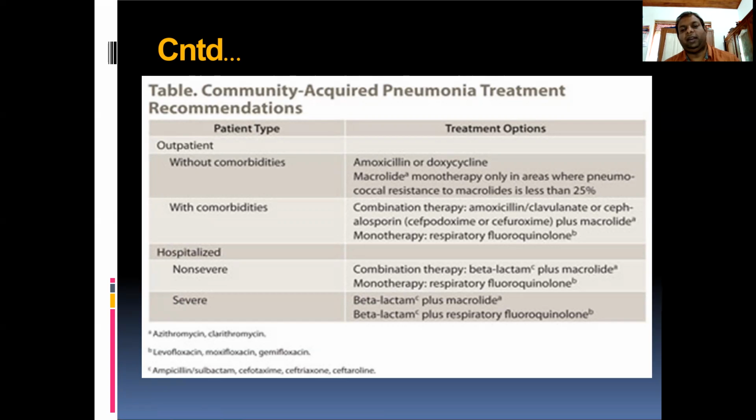Usually it goes for 7 days. Even with the clinical response and the CRP response, we can convert to oral as well. The better advice is 7 days.